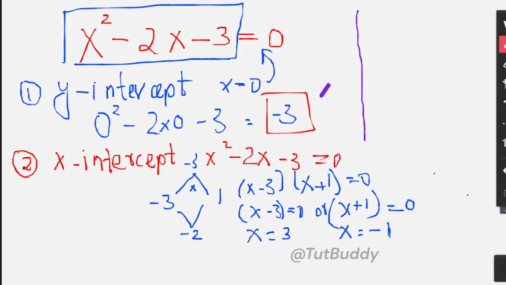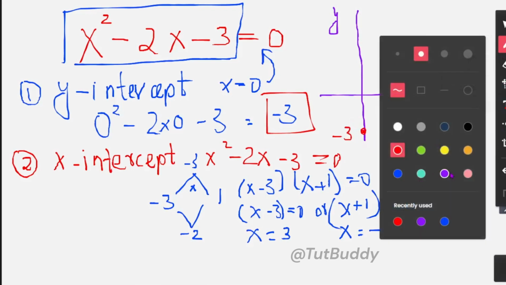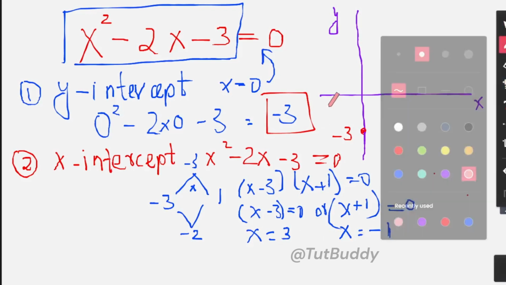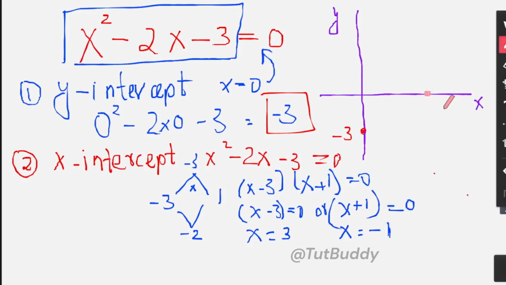Suppose this is the y-axis, this is the x-axis. Now, what all things did I get till now? I got my y-intercept, which is minus 3, so my graph is cutting the y-axis here at minus 3. Next, the x-intercepts are 3 and minus 1. So one x is here, 3, and the other is here, minus 1.